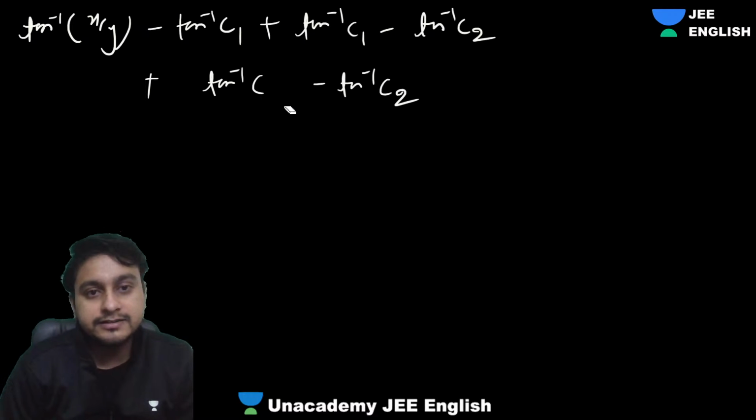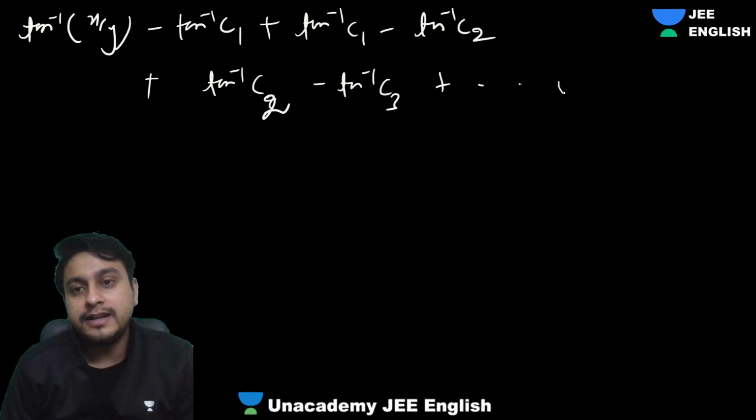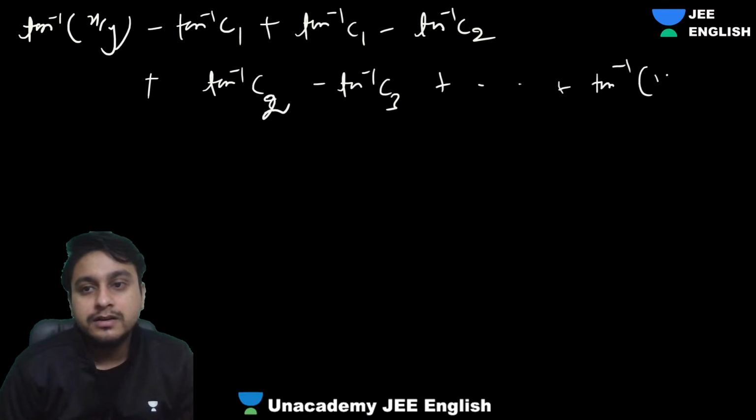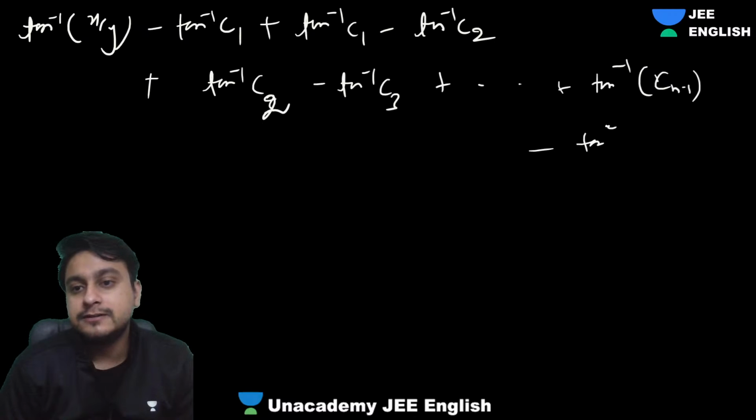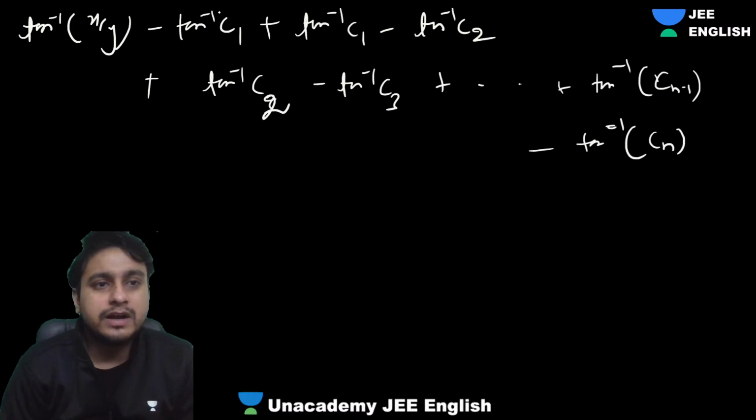After this, it is pretty easy. C2 minus c3, and so on, till we get tan inverse c(n minus 1) minus tan inverse cn. Actually, all are in 1 by.